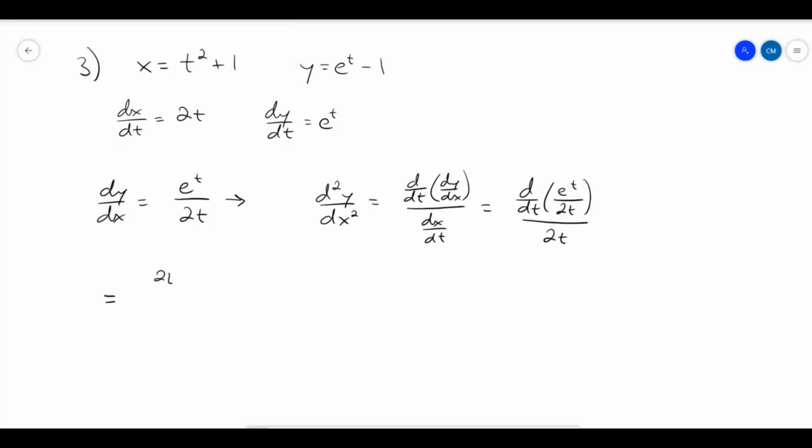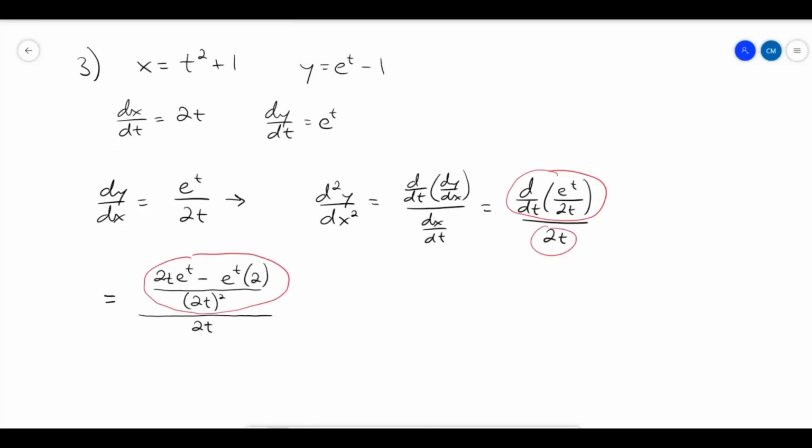So low d high minus high d low, and then the bottom function derivative is just 2, all divided by the bottom function squared, so (2t) quantity squared, and then this is also getting divided by the 2t, okay? So what I have here is the derivative of that first derivative that we just got with respect to t, and then the 2t down here is just hanging out.